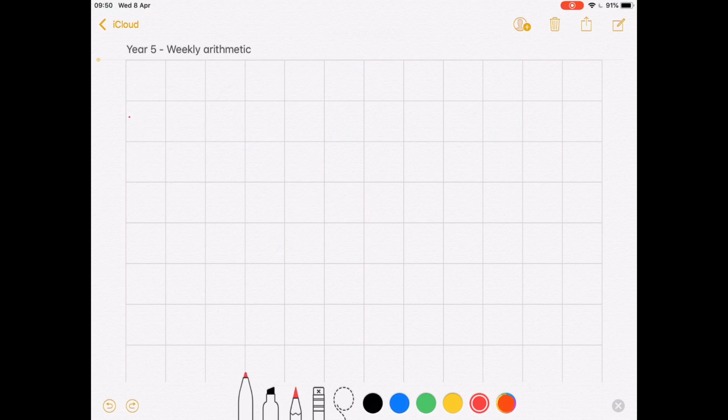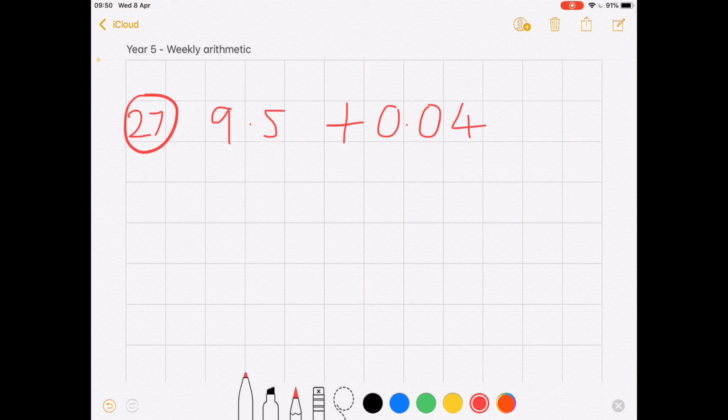Next one that I picked out is question 27. Okay, and this one is asking you to add these two decimal numbers together. Okay, so it's really important that you set your numbers out correctly, and remember, the decimal point never moves, so you need to make sure your digits are in the correct places, in their correct placeholders as well.